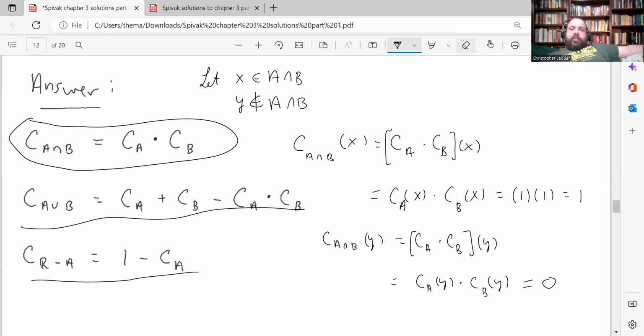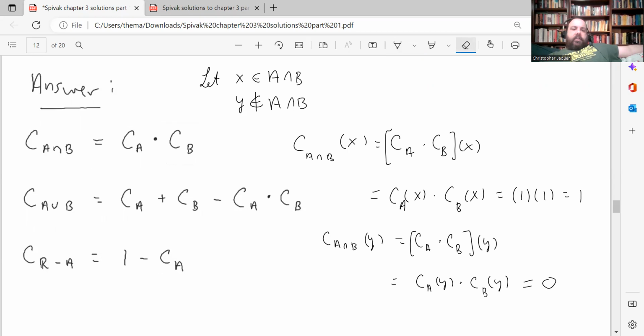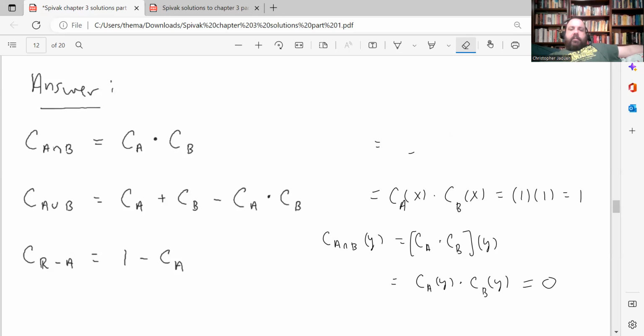So that works for the indicator of A intersect B, and you could check these other ones that I defined here similarly. The indicator of A union B is given by the indicator of A plus indicator of B minus indicator of A times indicator of B. And the indicator of the complement of A with respect to the real numbers is 1 minus the indicator of A. You could check those yourself and you'll see that they work. All right, so that's the answer for that part. I think there was at least one more part to this.